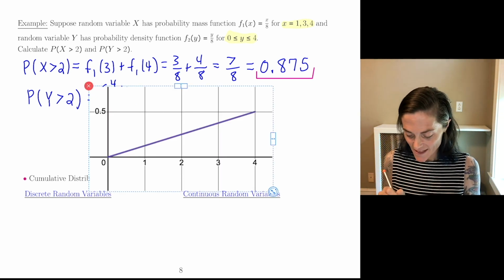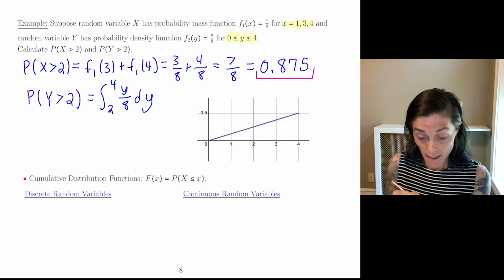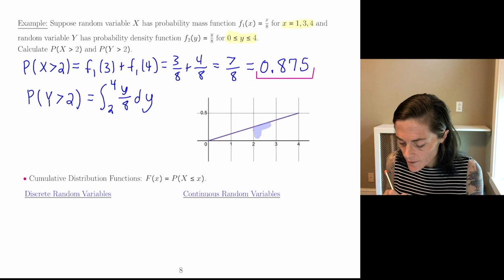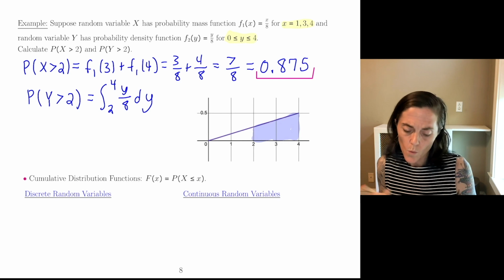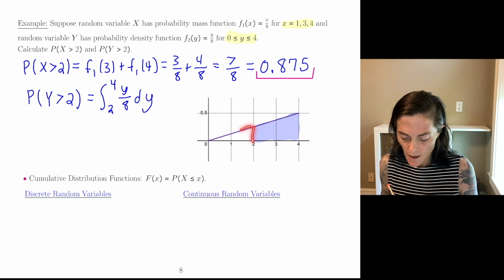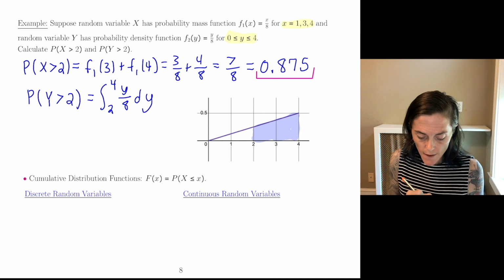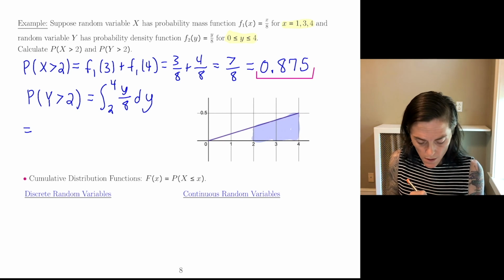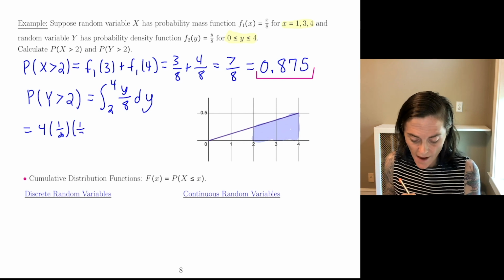So let's look at a graph of this. Here's the graph of this probability density function. Now, what am I wanting here? Well, I want the area, this area from 2 to 4. We could calculate this geometrically. So one way we could do this, you could take the area of the entire triangle and subtract off the area of the white triangle. Maybe I will do it this way. So the area of the entire triangle would be, well, the base is 4, the height is 1/2, and then we have 1/2, base times height.